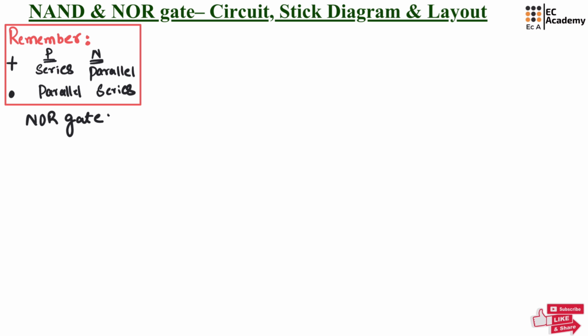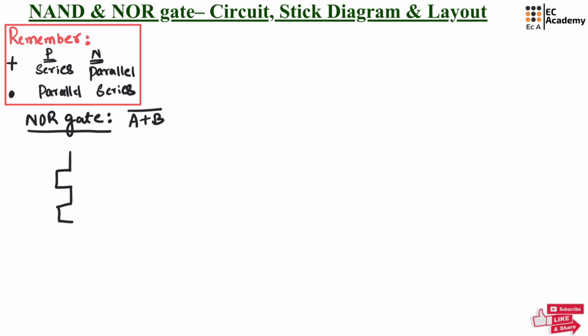Now let us understand NOR gate, which can be represented as A plus B whole bar. Now let us write the circuit for this equation. Since we are representing complementary metal oxide semiconductor, we need not simplify this bar. This bar represents complementary, and between A and B we are having plus sign, which represents the PMOS should be connected in series with input A and B, and NMOS should be connected in parallel with input A and B.